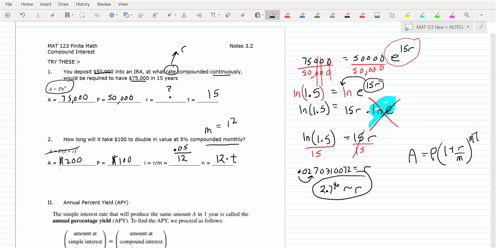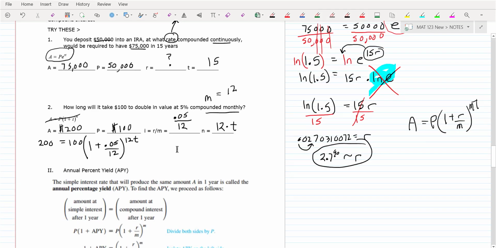Okay? So now when we plug this in, and I'm going to plug into this formula over here, we would have 200 is equal to 100, and then parentheses, 1 plus 0.05 over 12. And then when I say mt, m is the 12 for the compounding, then you have t like that. Okay, that's the way I'd set that up. And then we'll solve that.